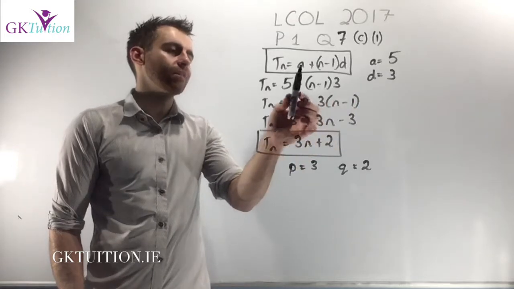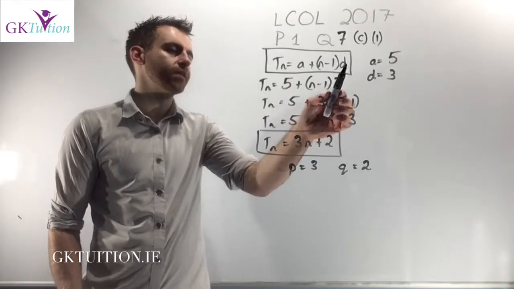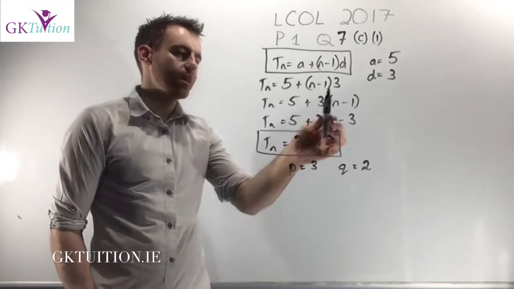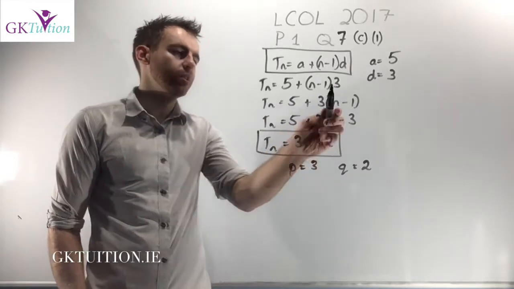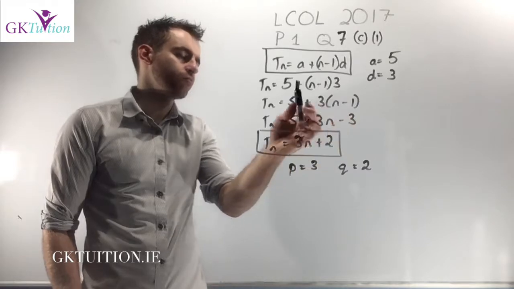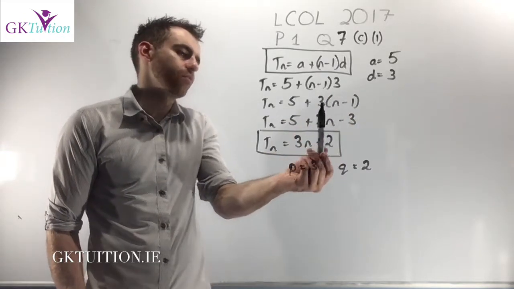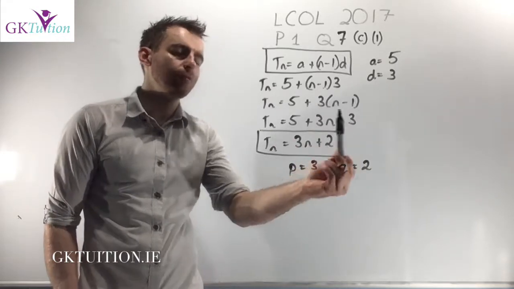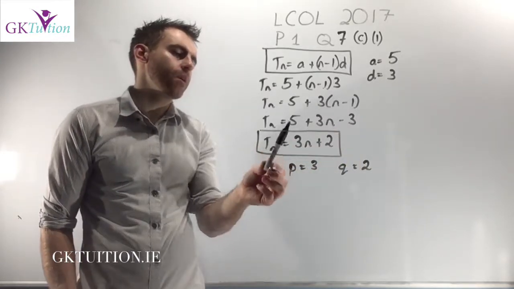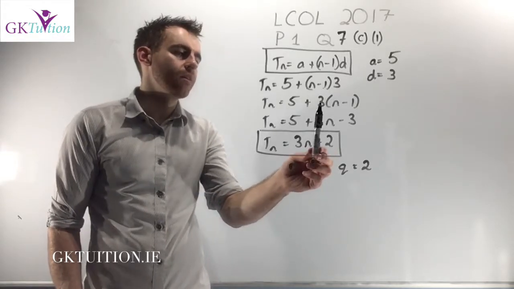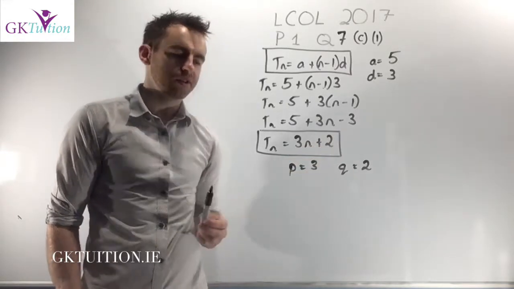So all I did on the next line was, instead of A I subbed in a 5, instead of D I subbed in a 3. Now you've n minus 1 times 3 here. Sometimes that confuses students, so I think it's easier if you just rearrange it. Rather than saying n minus 1 times 3, that's the same as 3 times n minus 1. That's just the format you're more used to seeing. Because now we can just multiply it out. 3 by n gives me 3n, plus 3 by minus 1 gives me minus 3.